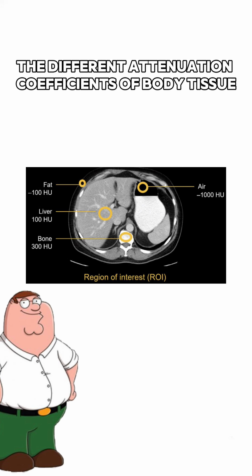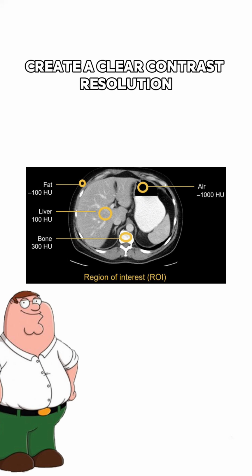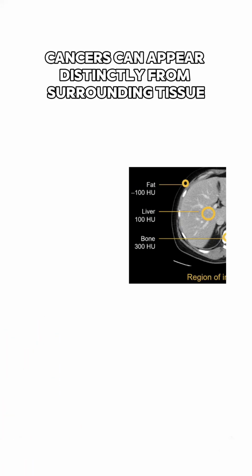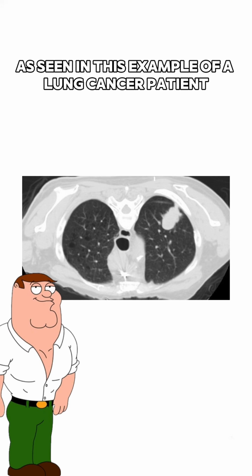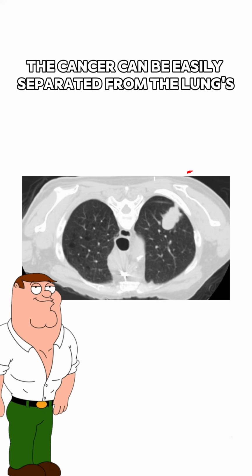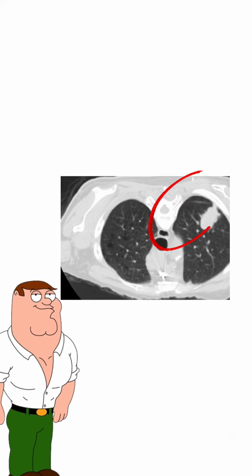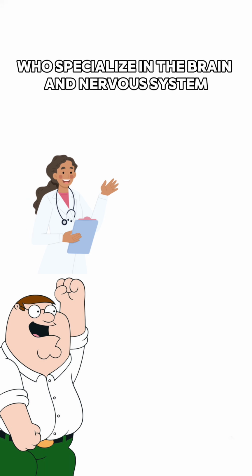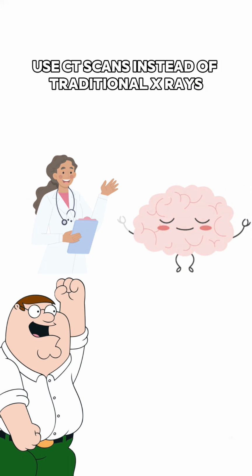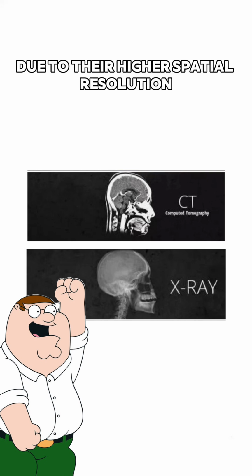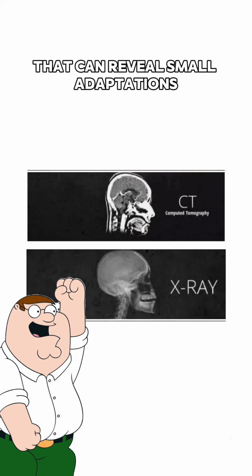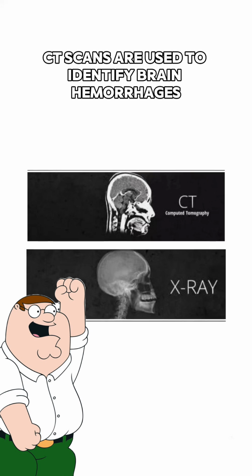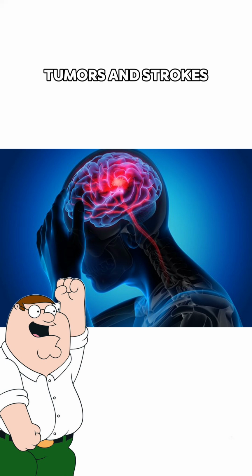The different attenuation coefficients of body tissue create a clear contrast resolution, meaning cancers can appear distinctly from surrounding tissue. As seen in this example of a lung cancer patient, the cancer can be easily separated from the lung's tissue. Another occupation? Neurologists, who specialize in the brain and nervous system, use CT scans instead of traditional X-rays due to their higher spatial resolution that can reveal small adaptations in the brain's tissue. CT scans are used to identify brain hemorrhages, tumors, and strokes.